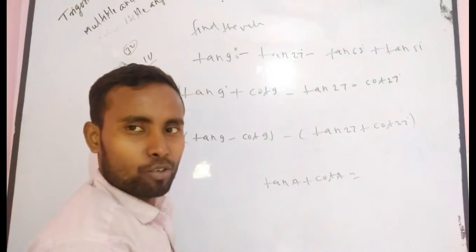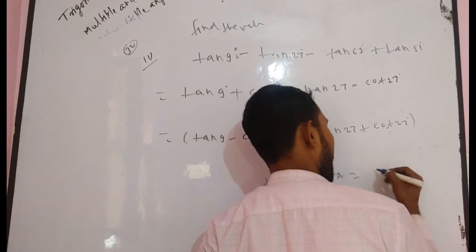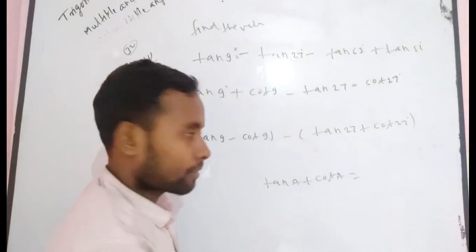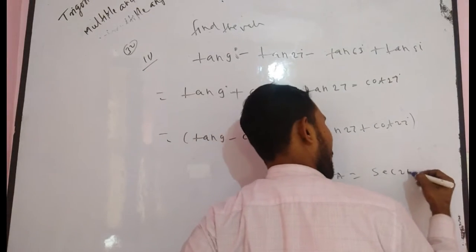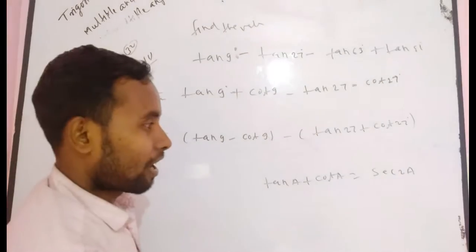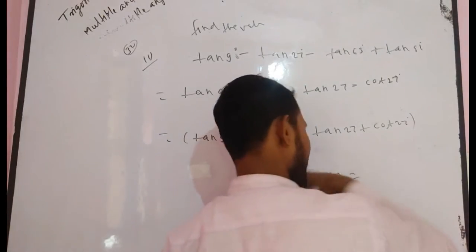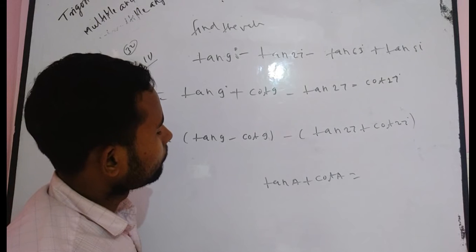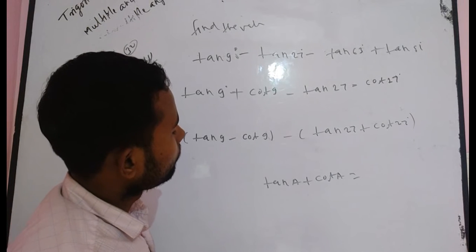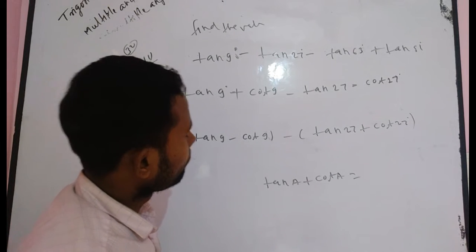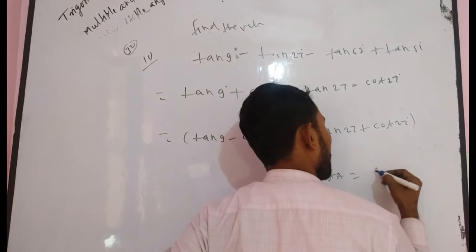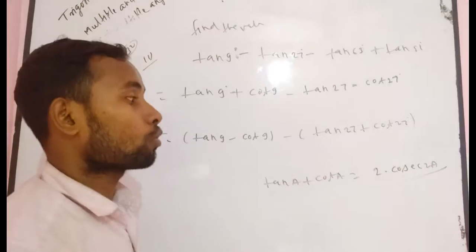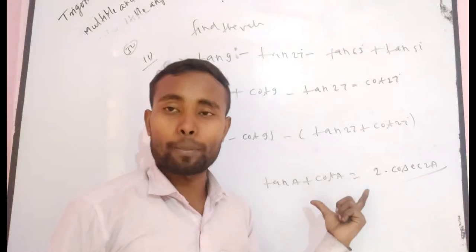Do you know a very important and very useful formula? Tan A plus cot A is equal to what? It will be 2 into cosec 2A. So 2 cosec 2A is equal to tan A plus cot A.